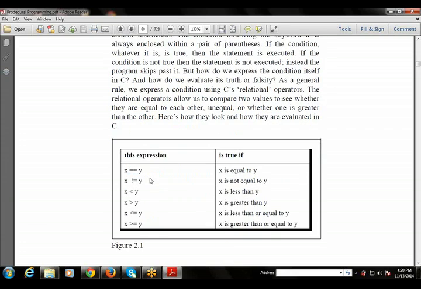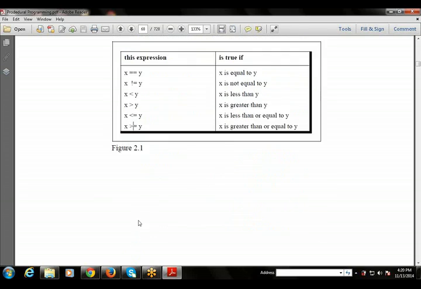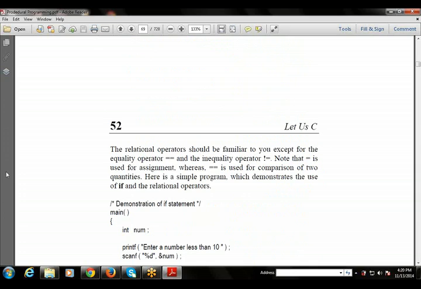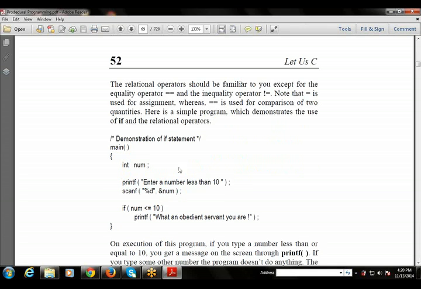These are the examples: if x equals y. This is the double equals that is used whenever x is equal to y. Next, x is not equal to y. Next, x is less than y, x is greater than y, x is less than or equal to y, x is greater than or equal to y. So these are the multiple conditions that we can use in the if condition. The next point says the relational operators should be familiar to you, except the equality operator and the inequality operator, where we are using the assignment operator.